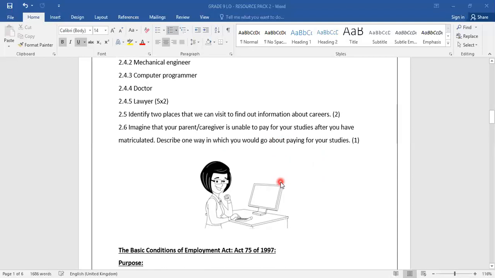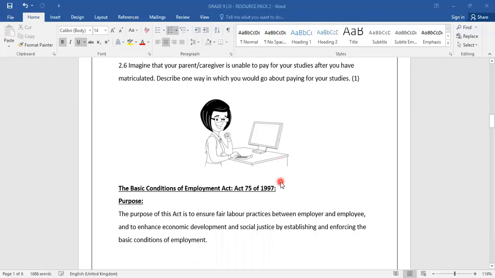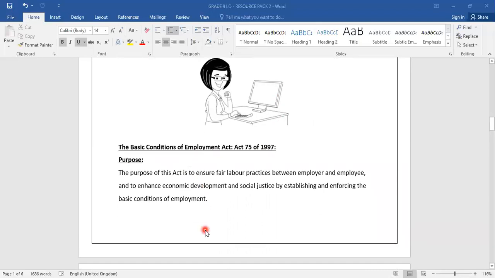Now, boys and girls, moving on to our next section for today's lesson, the Basic Conditions of Employment Act, Act 75 of 1997. To begin, we will start exploring this act with the basic purpose of this act. The purpose of this act is to ensure fair labor practices between employer and employee, and also which will thereby assist in enhancing economic development and social justice by establishing and enforcing the basic conditions of employment.